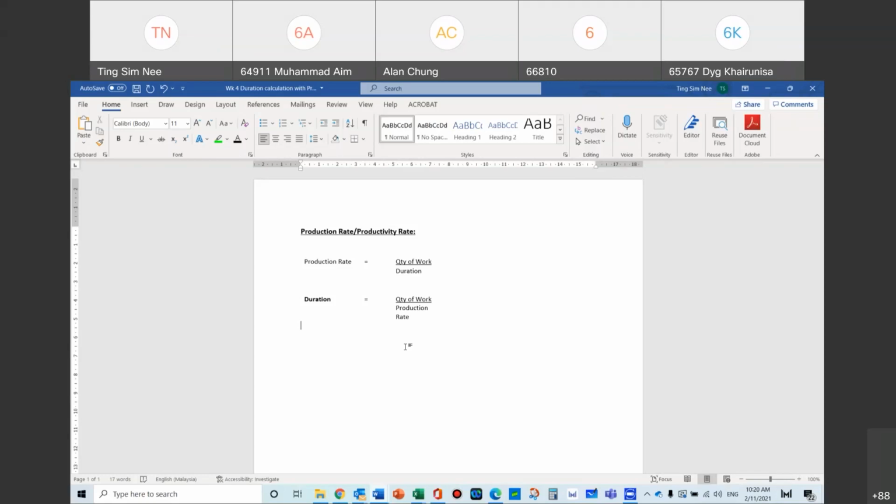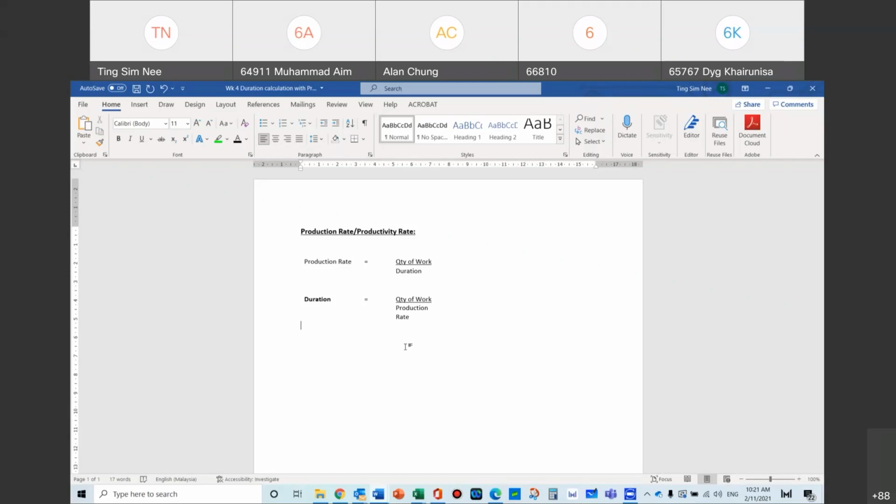We need to know that every activity has resources, and each and every one of the resources has its own production rate. For material, how long does it take to be produced in the factory, and how long to be delivered to site? If the transport company can transport 200 pipes a day and you have 1,000 pipes, it will take them 5 days to complete the transportation of the pipes to the site.